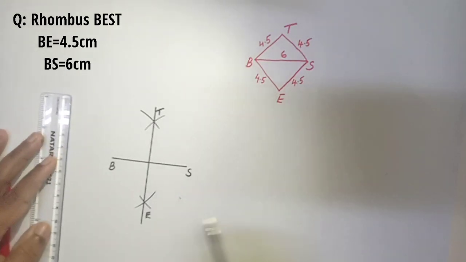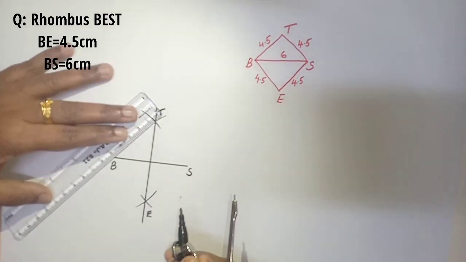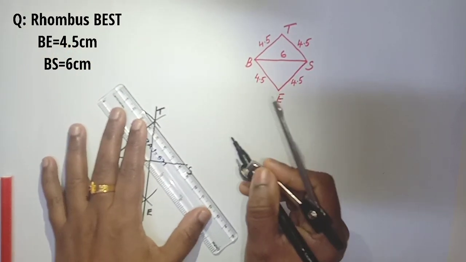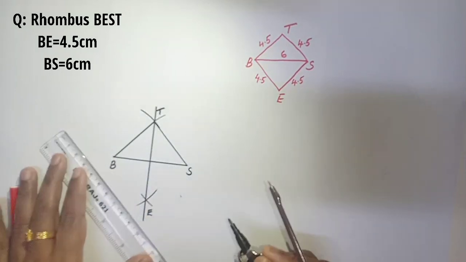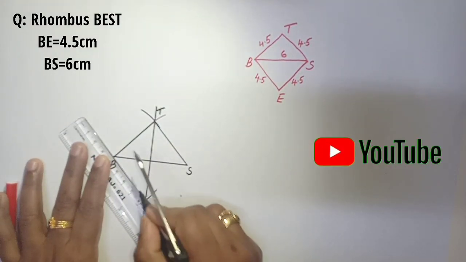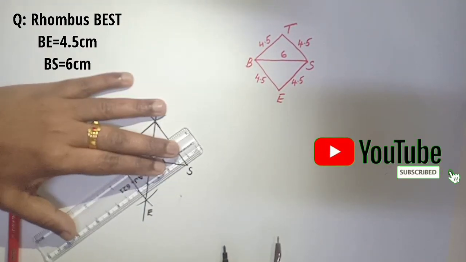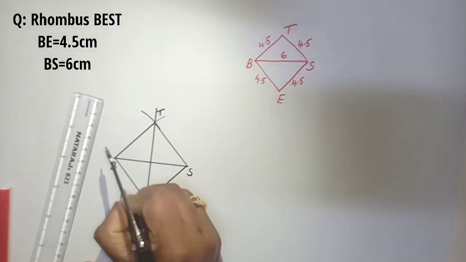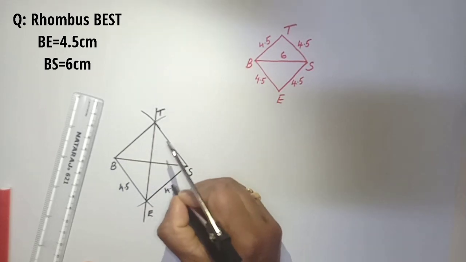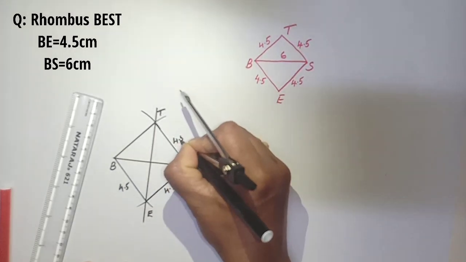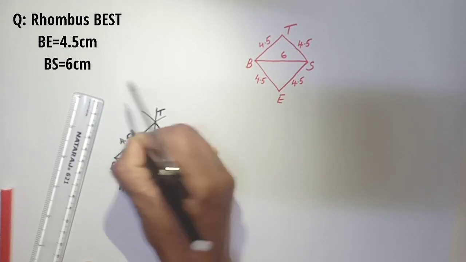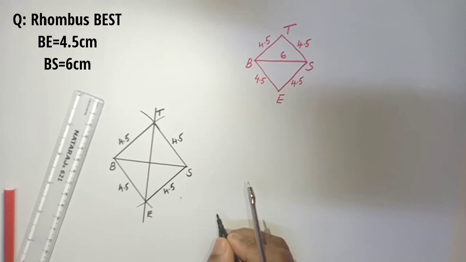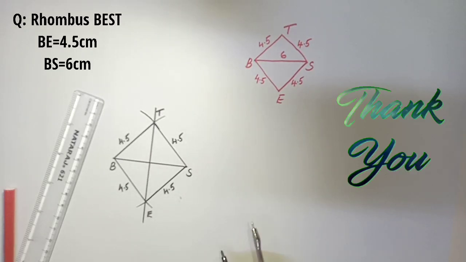Now you can join B and T, S and T, B and E, S and E also. So here 4.5 centimeter, here also 4.5 centimeter, here 4.5 and here also 4.5. So this is the required rhombus BEST. Hope you all understood.